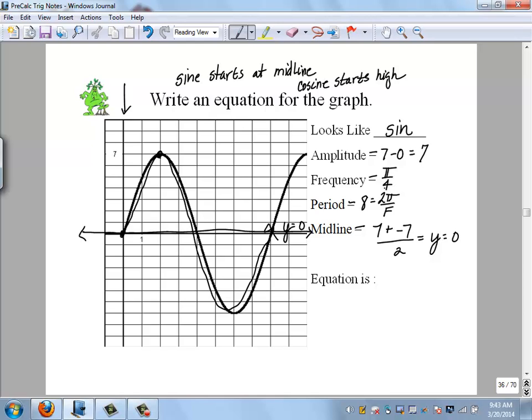So now I'm all set to do my formula. I can say y equals, amplitude goes first, 7, looks like sine, my frequency goes next, pi over 4x, and I could say plus 0, but I don't need to. Okay, well that completes how to write equations and a beginning look at exact values.